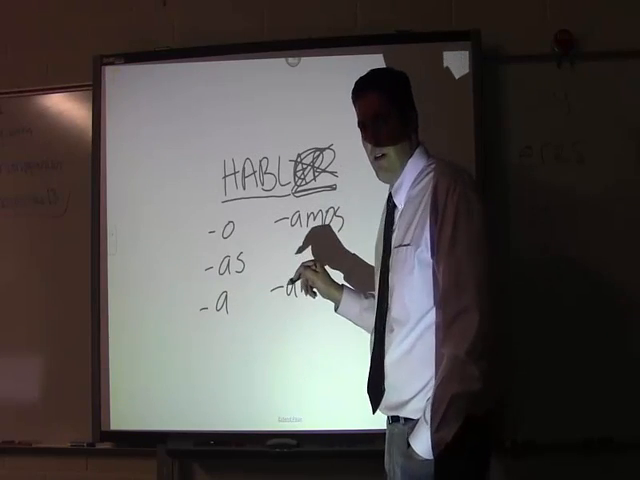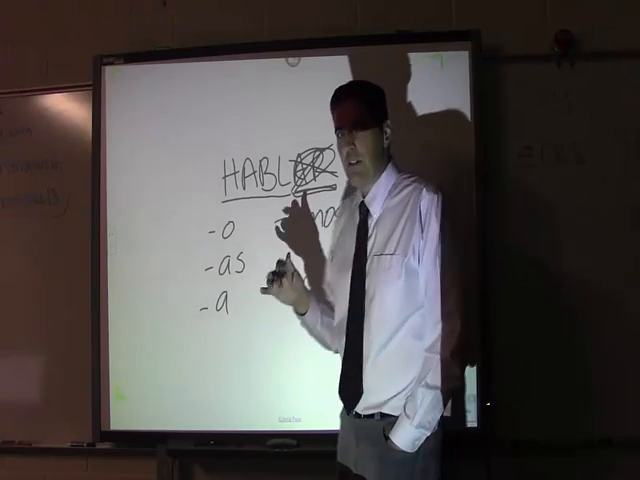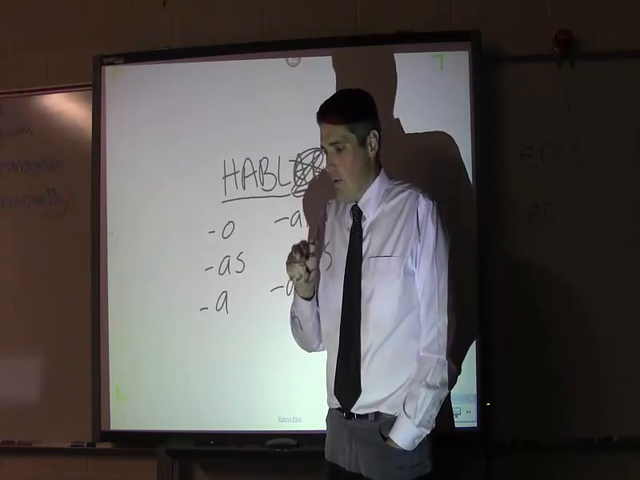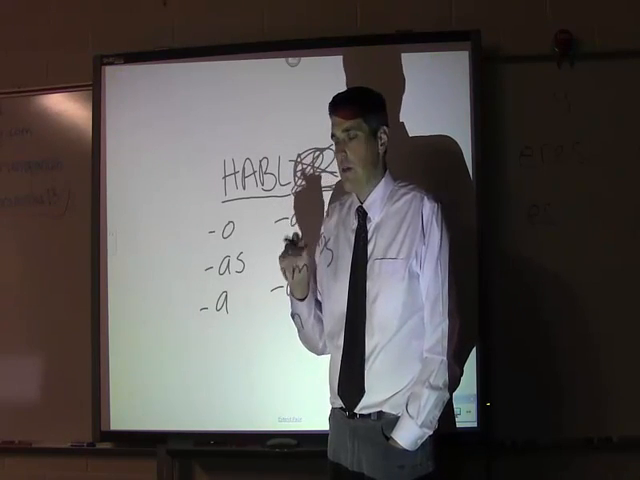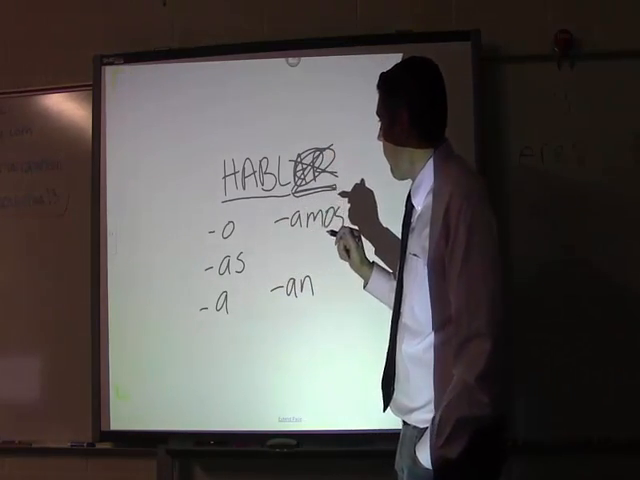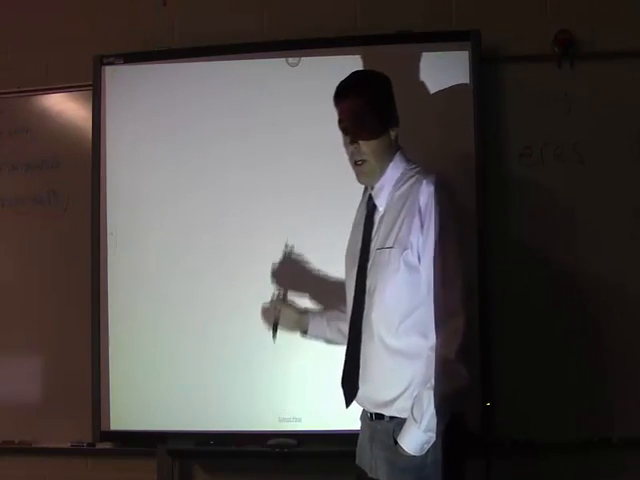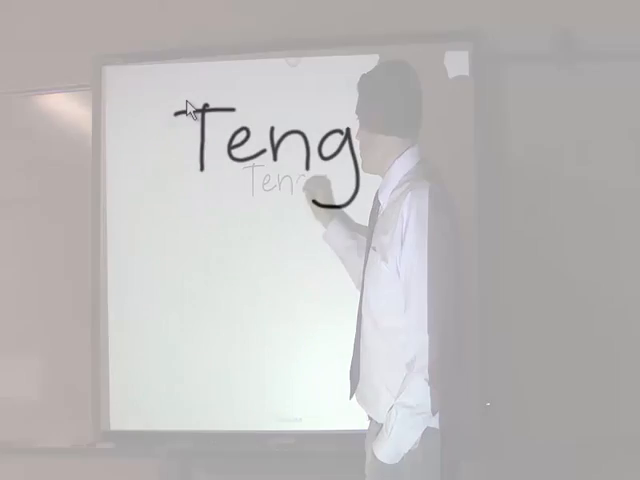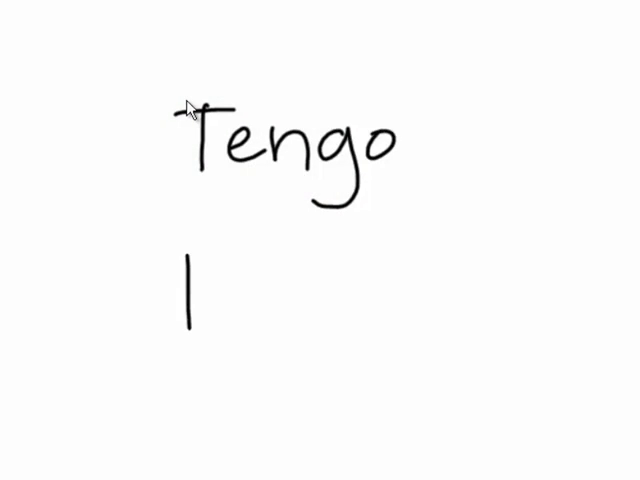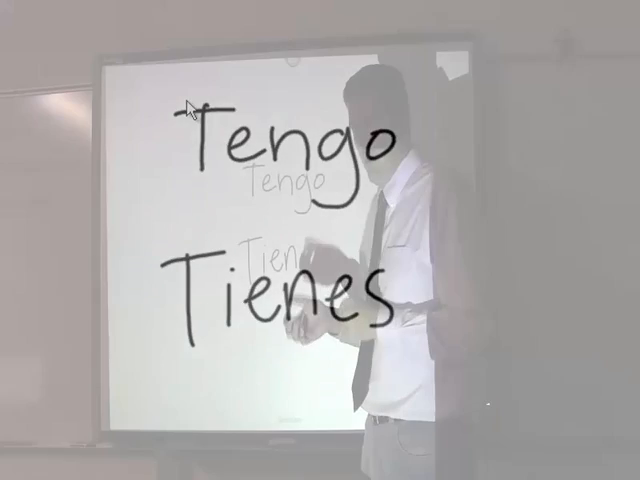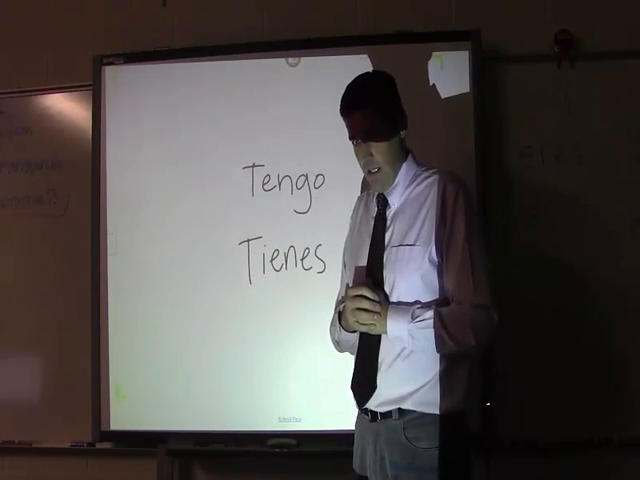Now, you're going to need to know these. These are not going away. If you have to sit there and go, o, as, a, amos, an, and write it down or somehow memorize these and learn these, you just got to do it. In this chapter that we're reviewing right now, there's one other verb you need to know, because there are some irregulars. Just for this chapter, we're going to need to know tengo, which means I have, and tienes, you have. All the other conjugations, the ERs, IRs, other irregular verbs, we'll deal with in later chapters, in later review lessons. But for right now, o, as, a, amos, an: hablo, hablas, habla, hablamos, hablan.